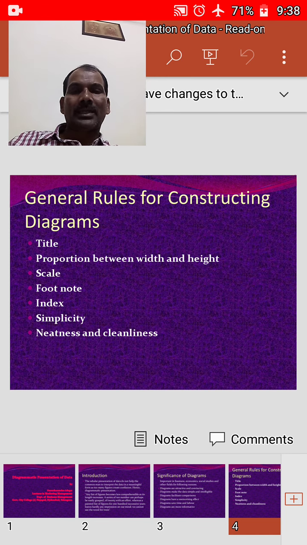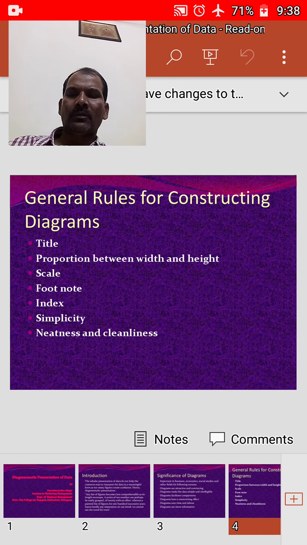Okay, one is title. Every diagram must be given an appropriate title. Okay, as persons require a name to be recognized, the title is most important in this case. The title should be clear, precise, and convey the central idea of the data. The title may be given either at the top or below the diagram.